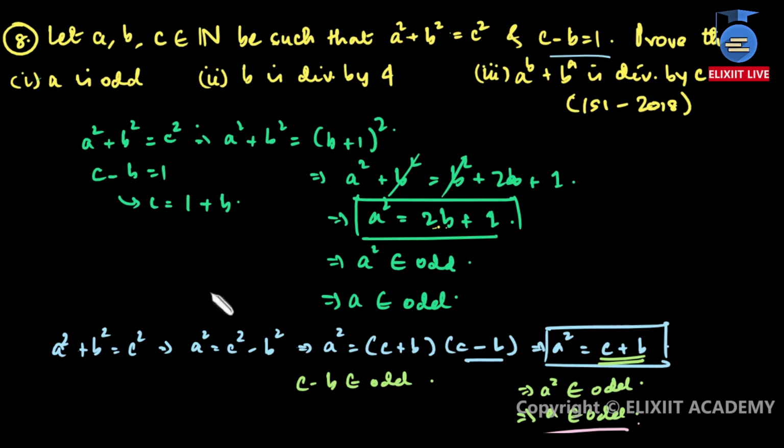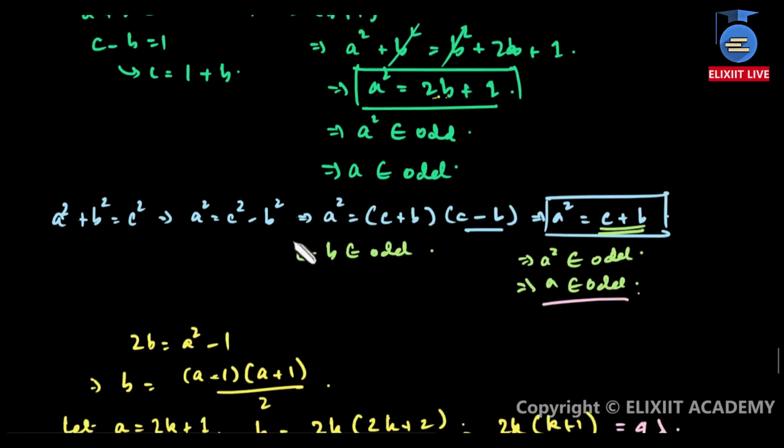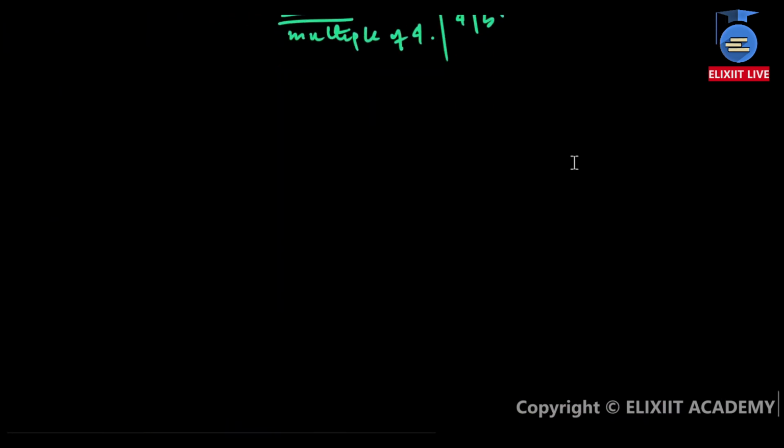What is the meaning of this? a to the power b plus b to the power a is congruent to 0 modulo c. That is what you need to show. Let's see what we can do from here. Individually we'll find this and then later on we can add the remainders and prove that this is congruent to 0 modulo c.